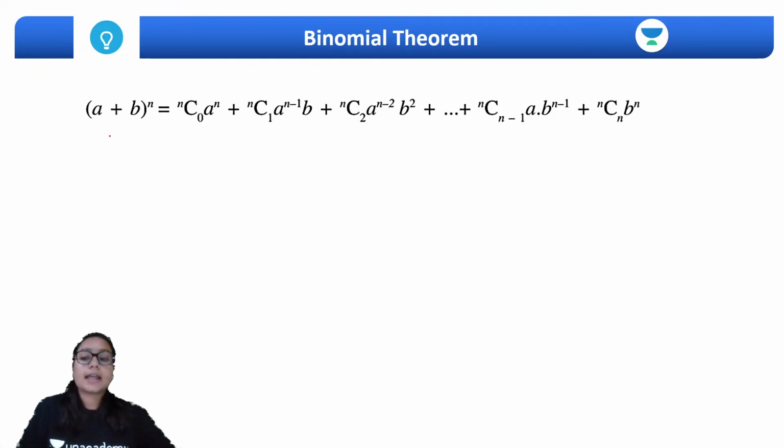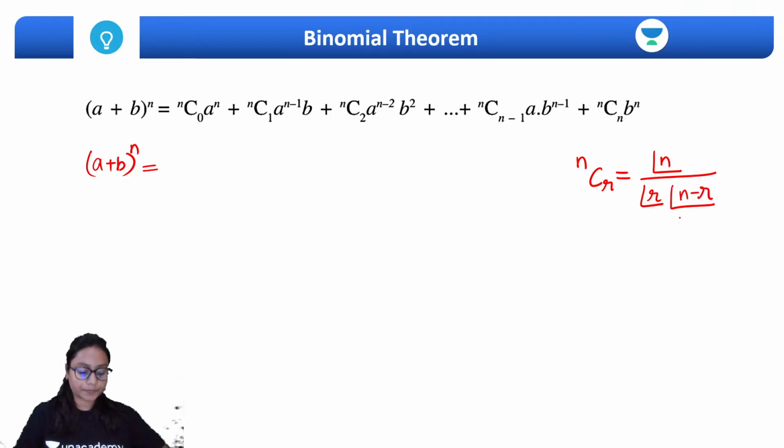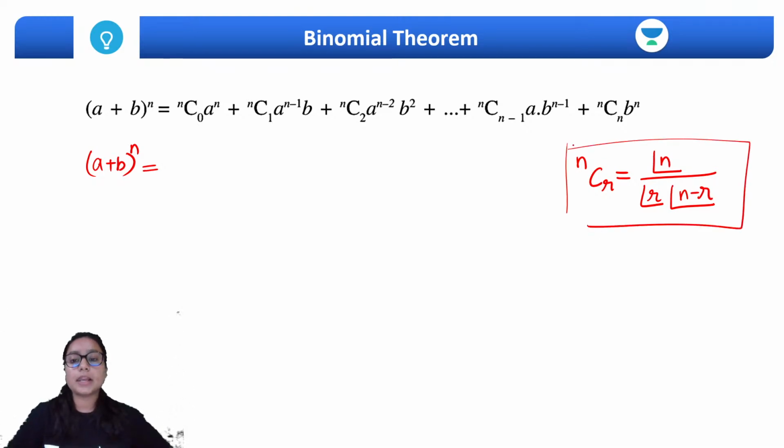Now the expansion of (a + b) whole raised to the power n is given by this. We use the formula for combination here, which is the formula for selection. So I am going to use this formula: nCr is equal to factorial n upon factorial r into factorial n minus r. Are you aware of this formula nCr? Is this formula clear? Yes, please give me a thumbs up if this formula is clear to everyone here.